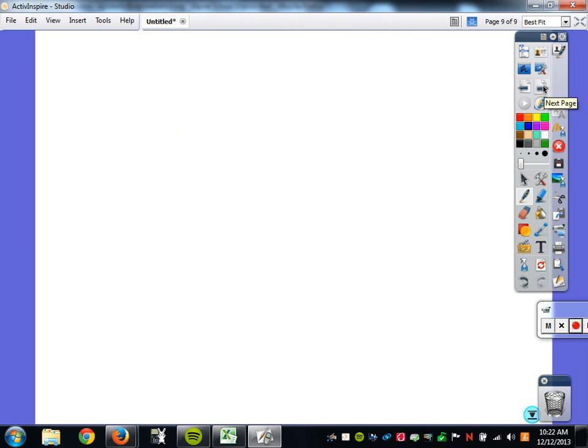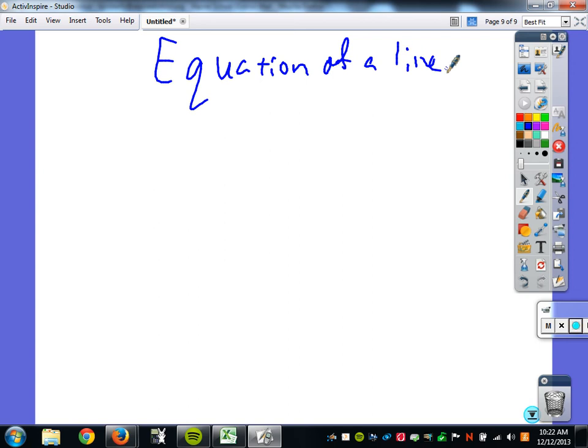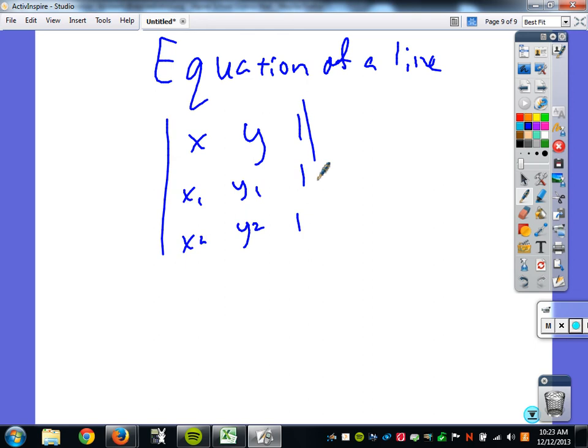So we're still going to use this formula. This is the equation of a line, and here's what it is. It's x, y, 1, x1, y1, 1, x2, y2, 1, and that equals 0, by the way. Can somebody tell me what that means?